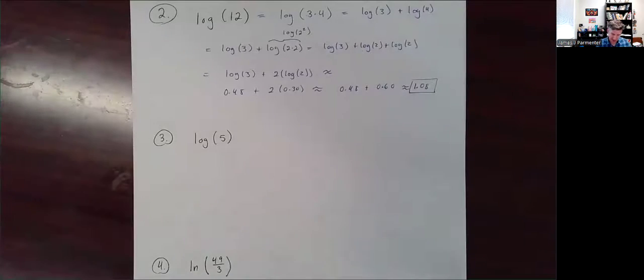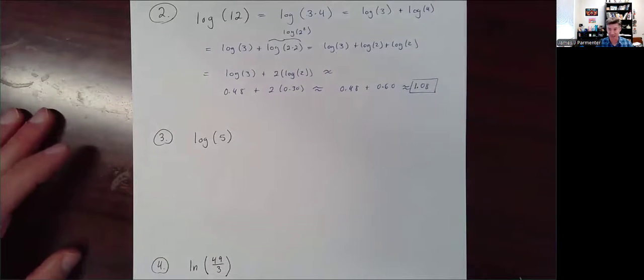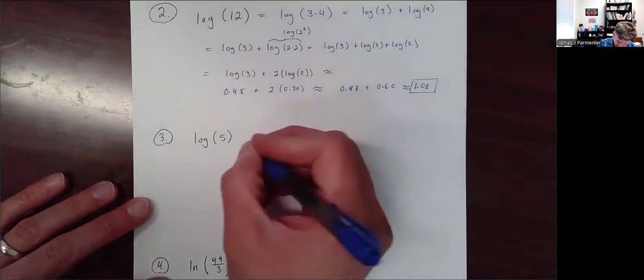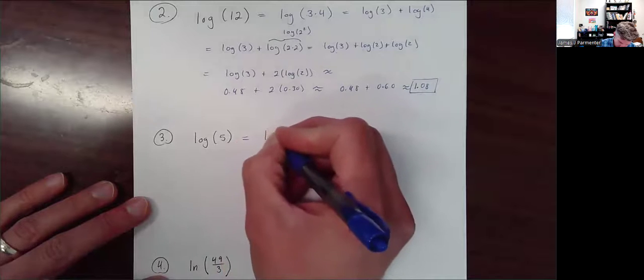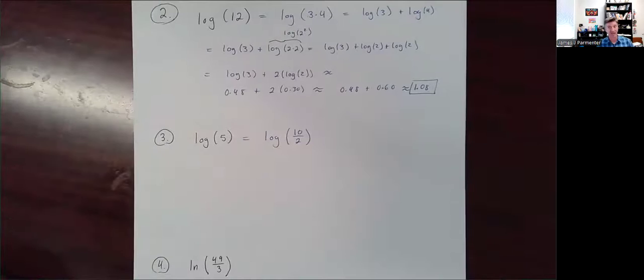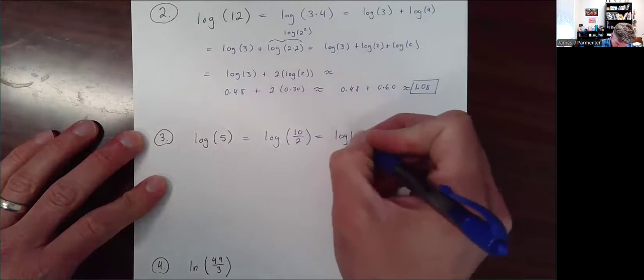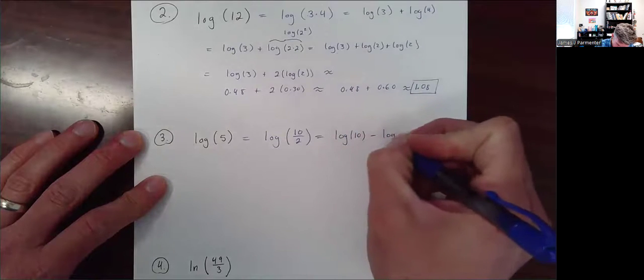And the trick is that this is log base 10. So you also know that log base 10 of 10 is equal to 1. So we can rewrite this as the log of 10 divided by 2. It's kind of a trick. And then that's going to equal the log of 10 minus the log of 2.